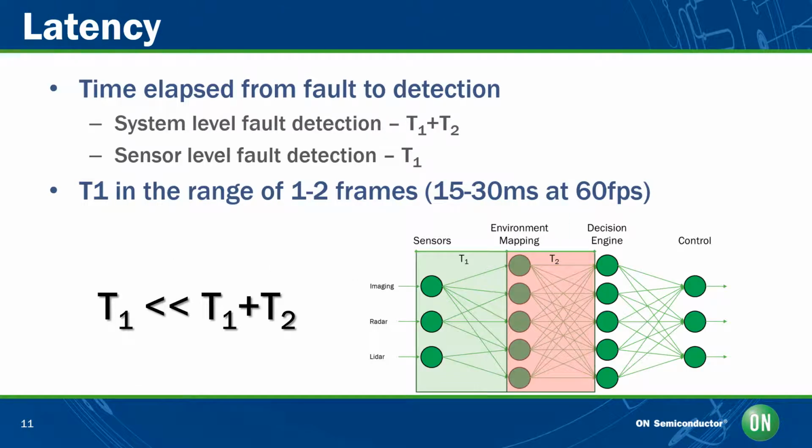For any system-level fault detection, the total detection time is T1 plus T2, whereas for sensor-based fault detection, the detection time is only T1. At 60 frames per second, this could be as little as 50 to 30 milliseconds. Regardless, sensor-based fault detection time is always much less than system-based fault detection of imager faults. Sensor-based fault detection gives the system the most reaction time possible.